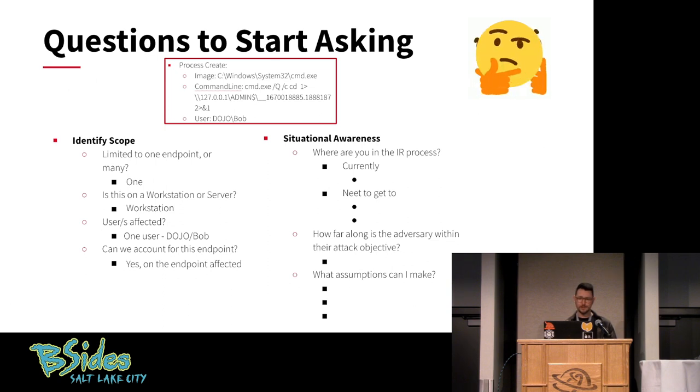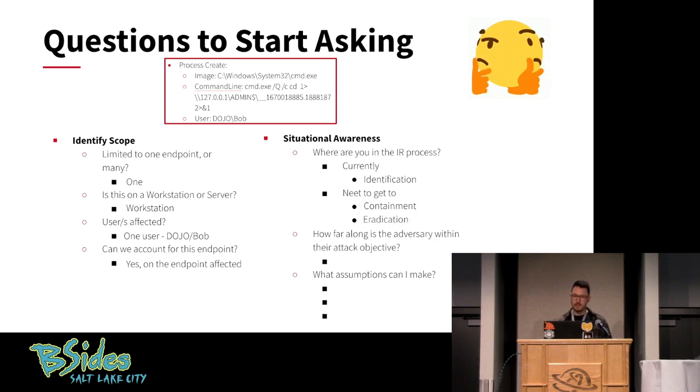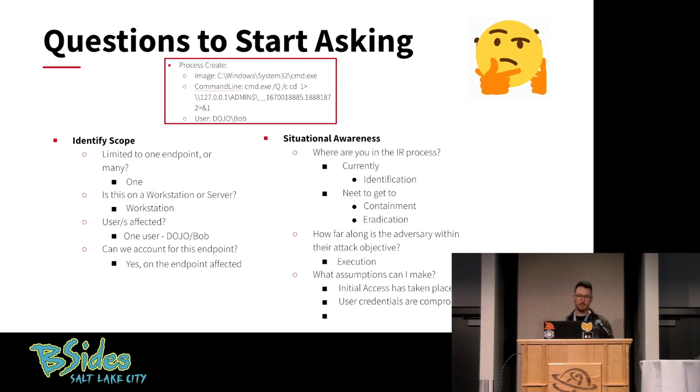To cover situational awareness, where are we in the incident response process? So currently, identification, since we've identified this kind of execution going on this workstation, but we need to quickly move to containment and then remediation efforts to remove the threat. And then how far is the adversary within their attack objective? So they're already performing some kind of execution there. And then from that, what kind of assumptions can I make? Initial access has already taken place somewhere. User credentials have probably been compromised. This could be coming from some unmonitored or rogue endpoint.